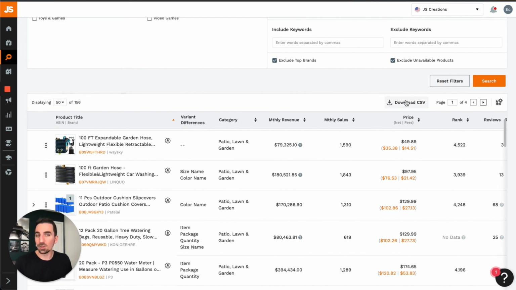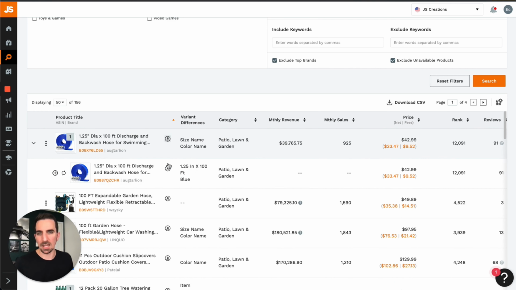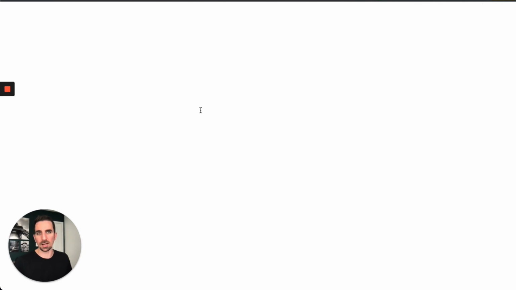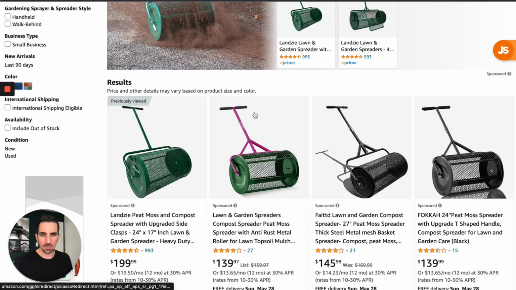You can also download the entire table as a CSV file, so you can take it into Excel and do your own analysis there if you'd like to. And then, like I mentioned, you can even go straight to Amazon and view the product there by clicking on this button. So with that being said, the next tool that I want to show is their browser extension for Google Chrome or Mozilla Firefox.